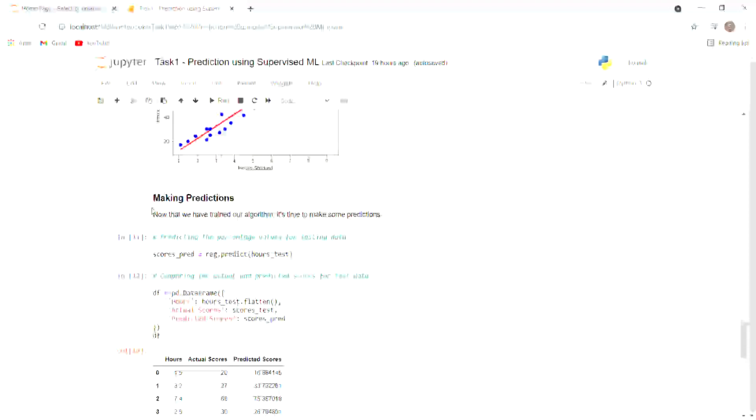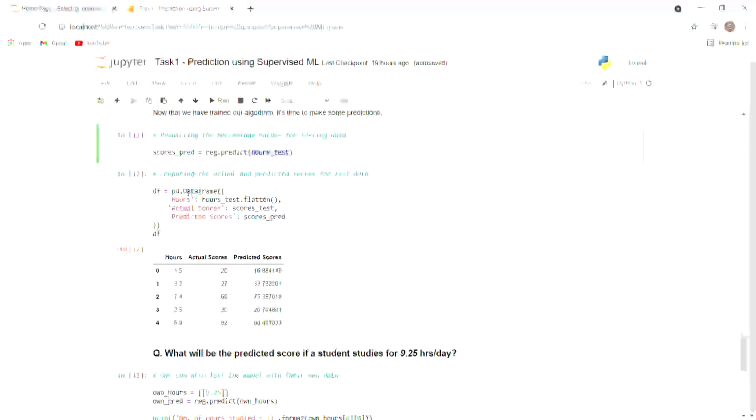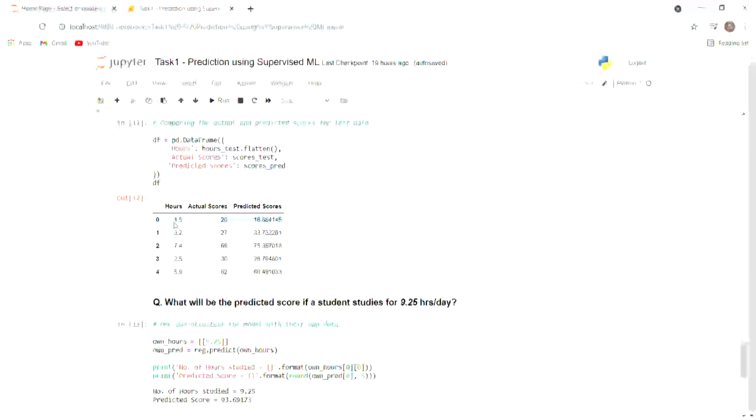So after that, it's time for making predictions. Using the test data, we can predict the scores. And I've also compared the actual and predicted scores for the test data. Over here we can see that if the student studies for 1.5 hours, the actual score would be 20, and our predicted score is nearly 16.8.